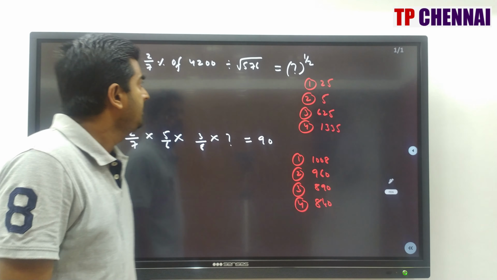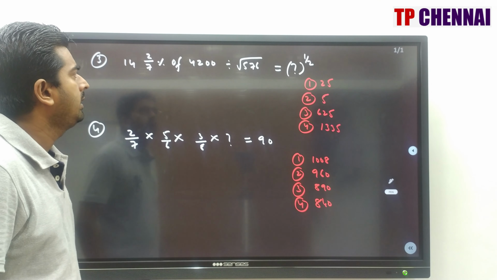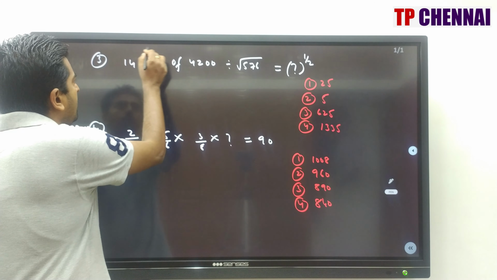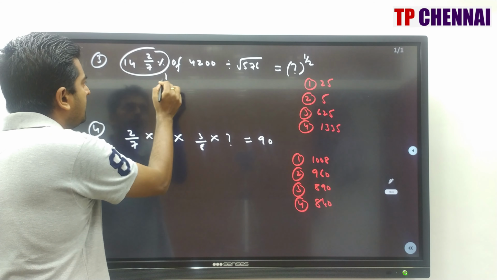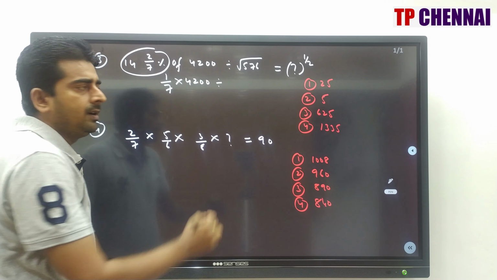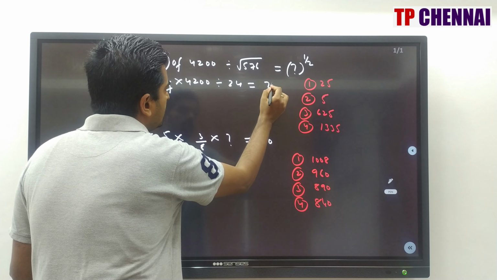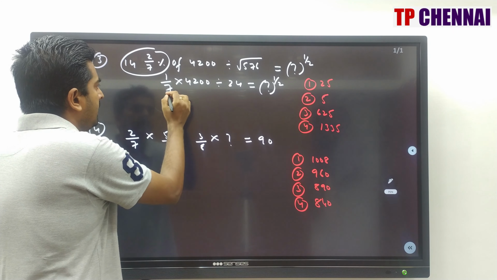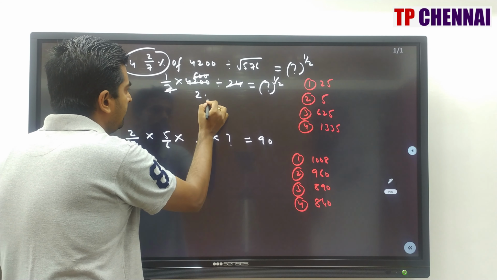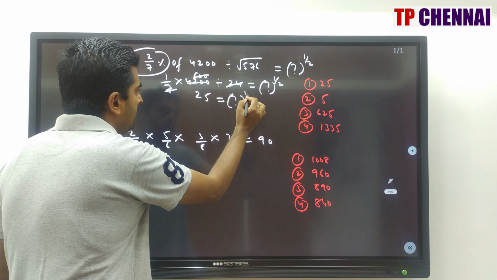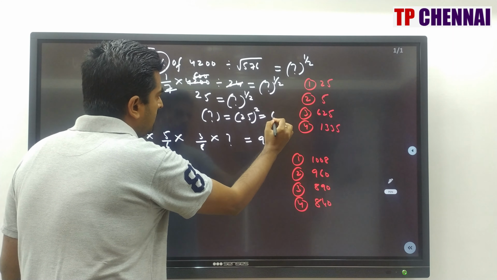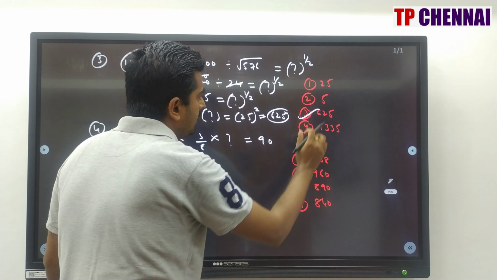So now we'll see question number 3. 42 by 7% of 4200 divided by square root of 576 is equal to question mark whole power half. What is 14 by 7% fraction value? 1 by 7 into 4200 divided by square root of 576, which is nothing but 24, is equal to question mark whole power half. This is 600. So 24 2s are 48, is equal to question mark whole power half. So what is the value of question mark? 25 square, which is 625. My answer is third option.